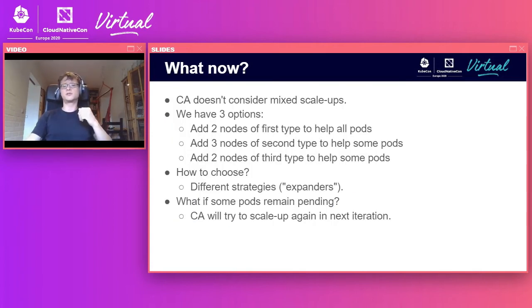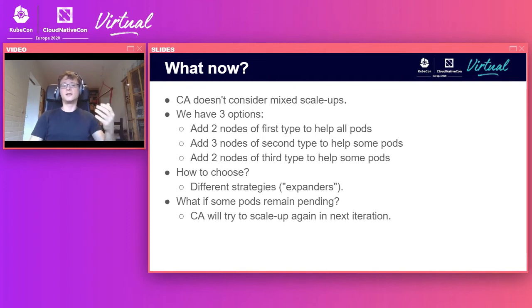So after all the simulations are done, we're really left with 3 of those expansion options that we discussed earlier. And Cluster Autoscaler is going to use something we call an expander to choose one of those options. An expander is basically just a heuristic that takes all the available expansion options, basically how many nodes are needed to help what set of pods, and evaluates them to choose the best one. There are multiple different expanders. There is a random expander, which just chooses a random option. I don't really recommend that one.